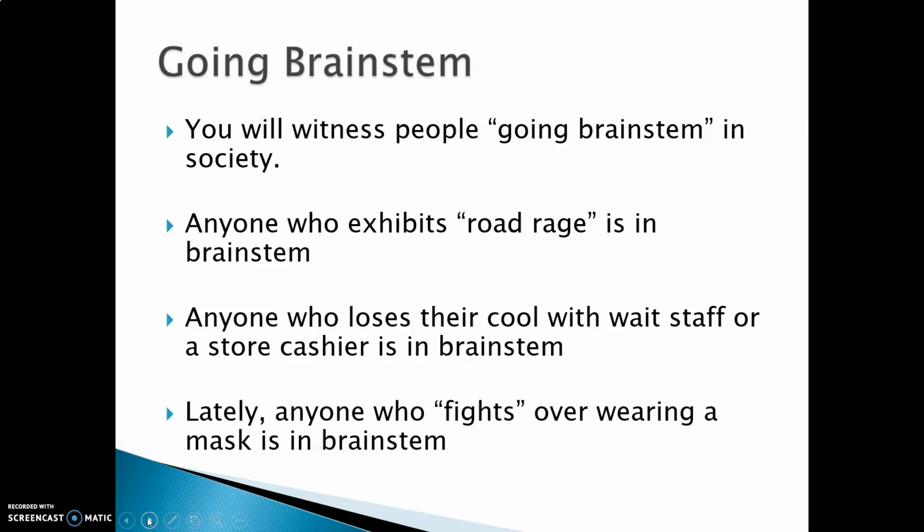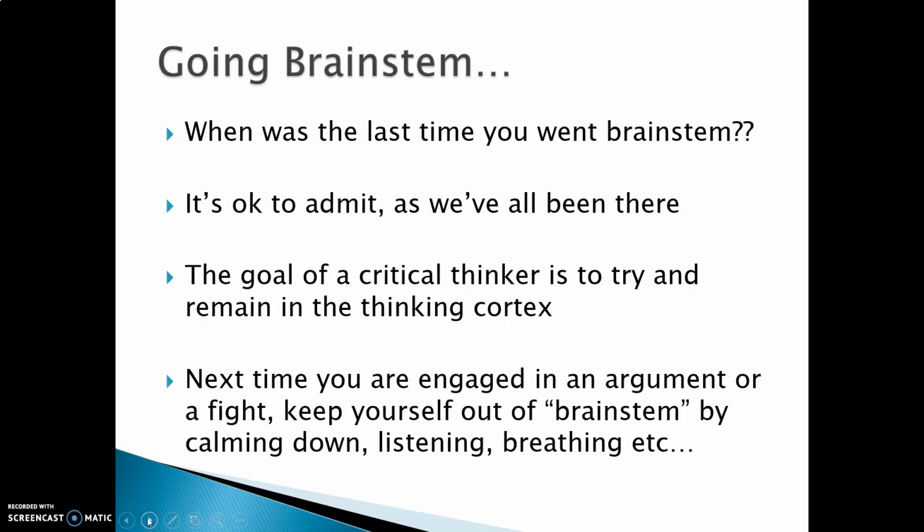Okay, none of these situations are positive, and none of these situations demonstrate someone who is remaining calm and remaining in their thinking cortex, their frontal cortex. If you are a critical thinker, though, rather than losing your control, you stay in control and you remain in your thinking cortex. Going brainstem can happen in any of the situations I mentioned. It can also happen when you begin discussing very touchy issues, and that's where our class is going. So let's continue on with argument.